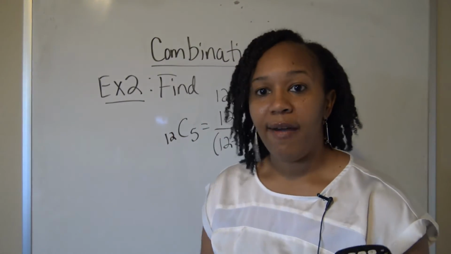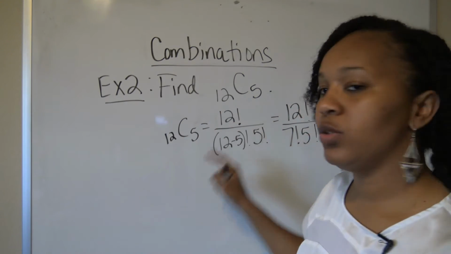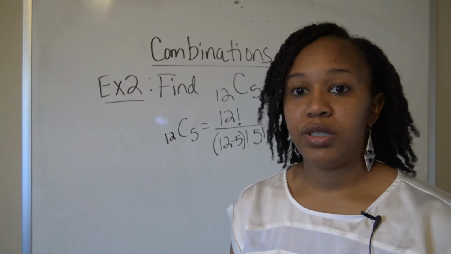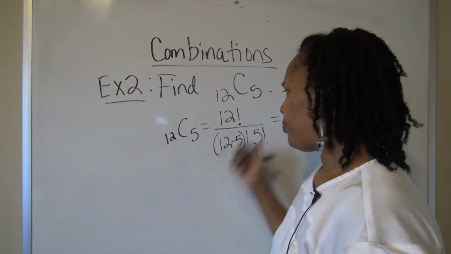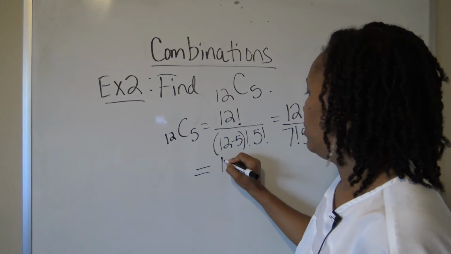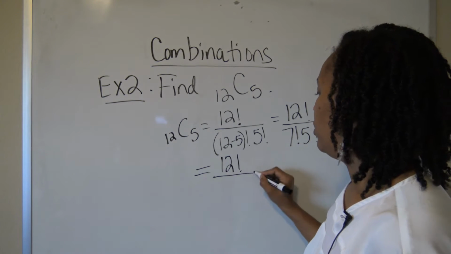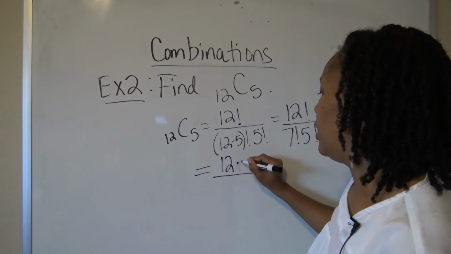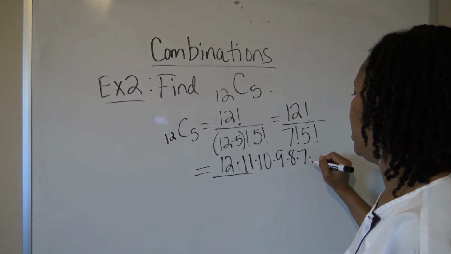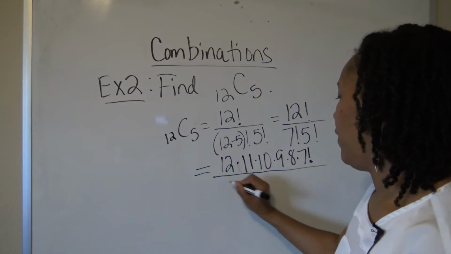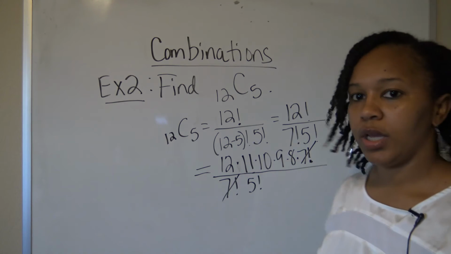Now, if you don't have that button, you could just plug in. Remember, I showed you in the previous video how to use the factorial symbol. There is a factorial symbol on your calculator, and there's one on your phone calculator as well. But you can also write this out. You can say 12 factorial is 12 times 11 times 10 times 9 times 8 times 7 times 7 factorial. And I stopped at 7 factorial because there's a 7 factorial in the bottom, and those 7 factorials will cancel.